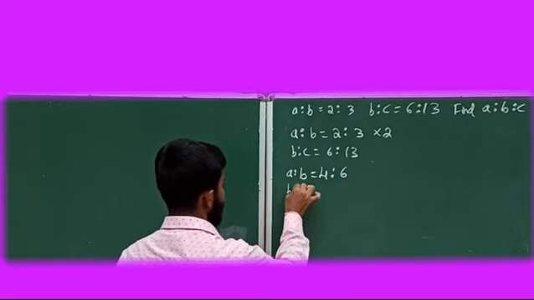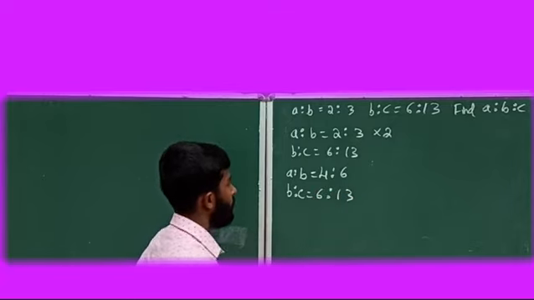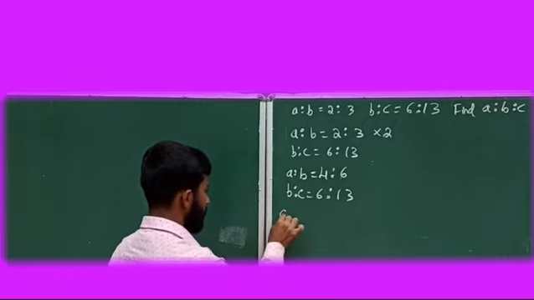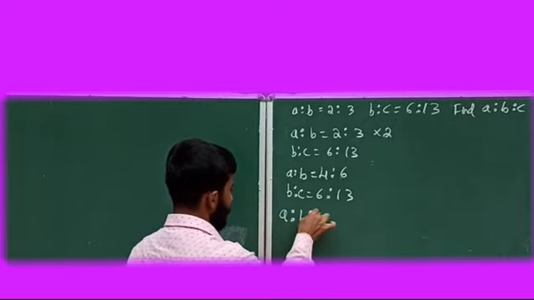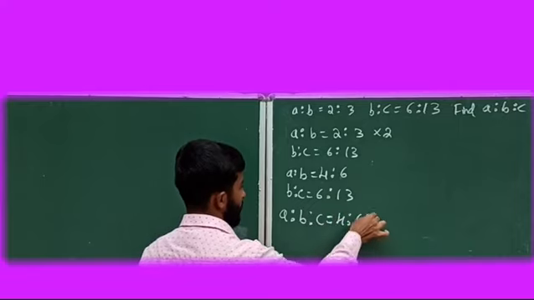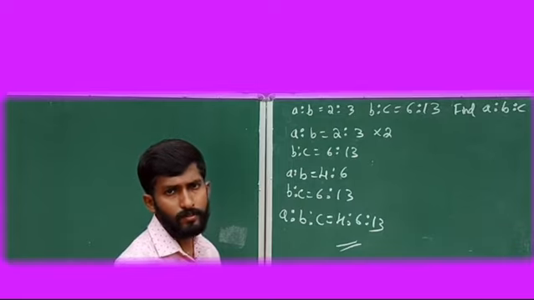Then B ratio C is equal to, keeping same number, 6 ratio 13. Now see, here B is 6, here B also 6. So combined ratio A ratio B ratio C is equal to 4 is to 6 is to 13. It's the value of A ratio B ratio C.